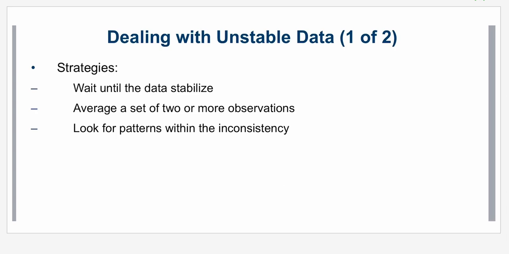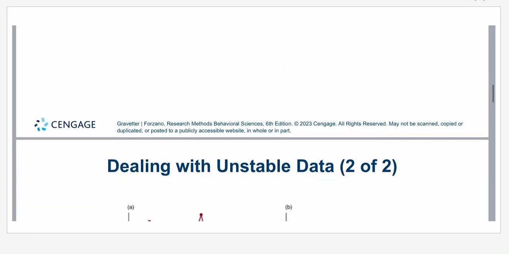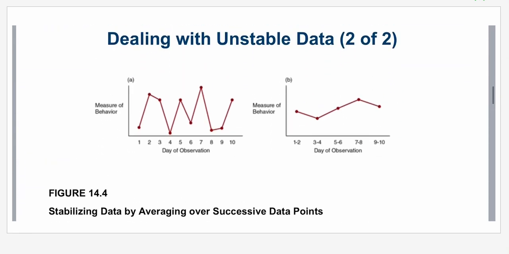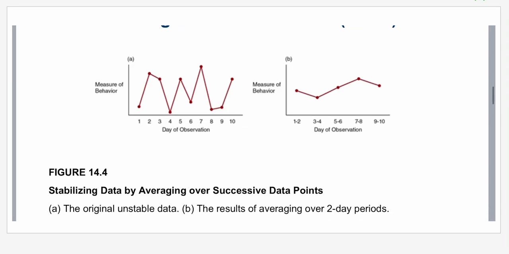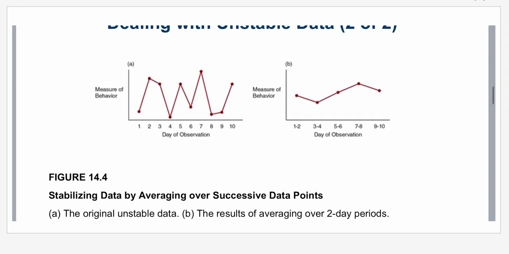Another strategy is averaging a set of two or more observations. An example of that is right here in figure 14.4. You can see here that in graph A is the original unstable data. Again, very unstable. It's all over the place. In B, you can see it looks more like a line now.